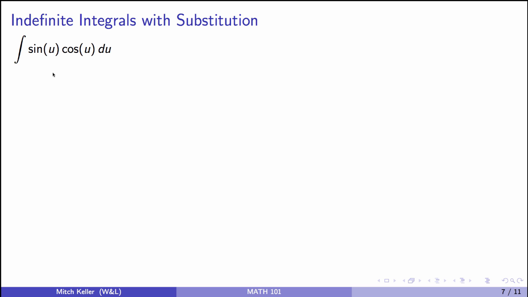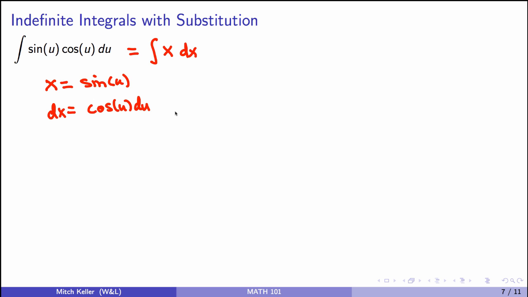But we think about like an inside function. What's our inside function here? Well, we do see a function, sine of u, and its derivative, cosine u, lurking here. So let's try x equals sine of u, then dx equals cosine u du. Oh, hey, x is sine u, so this is the integral of x, and then cosine u du is dx. So this is saying integrate x dx.